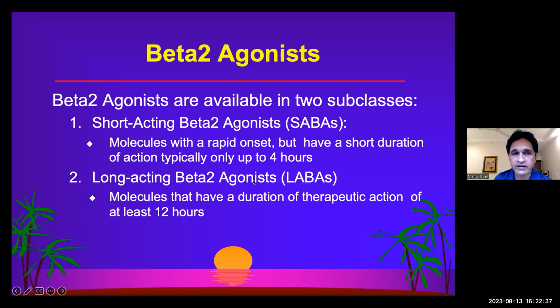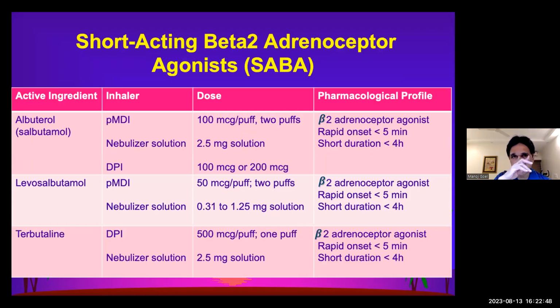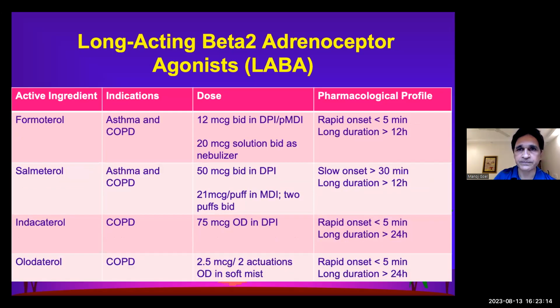Whereas long-acting Beta2 agonists have a duration of therapeutic action of more than 12 hours. That's why they're called LABAs. This is a list of the short-acting Beta2 agonists, that is SABAs: salbutamol, you all know that, available as Asthalin, right? Then you have levosalbutamol and terbutaline, and you can see they have a rapid onset of action of less than 5 minutes and a short duration of action of less than 4 hours. So they're fast acting but with short duration, and they have to be used only as rescue therapy or reliever therapy.